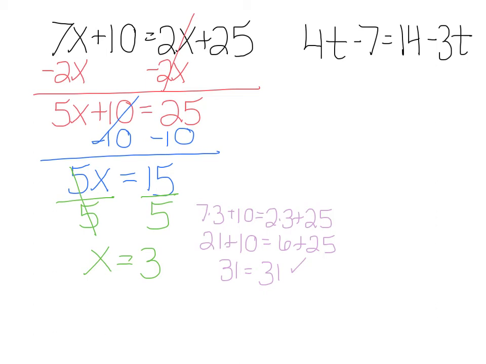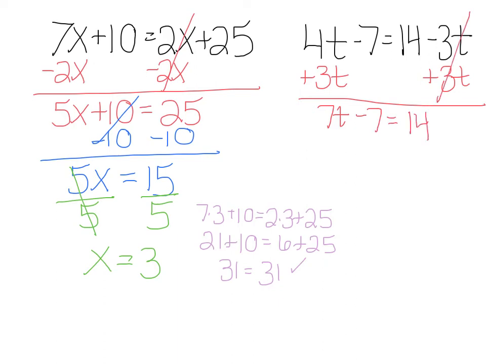For this next problem, I have 4t minus 7 equals 14 minus 3t. Now, the variables are in different orders. My left-hand side has the negative 3t last, but it's still the same thing. To bring that negative 3t over to the other side, I have to do the opposite operation, the inverse. So I'm going to add 3t, and what I do on one side, I do on the other. 4t plus 3t is 7t. We're going to bring down the minus 7, and this is going to cancel out on the right-hand side, so we're going to be left with 14.